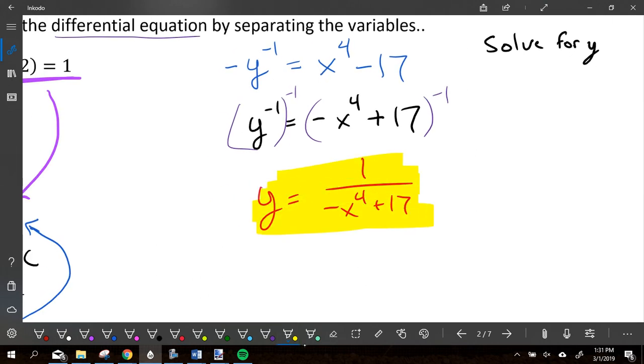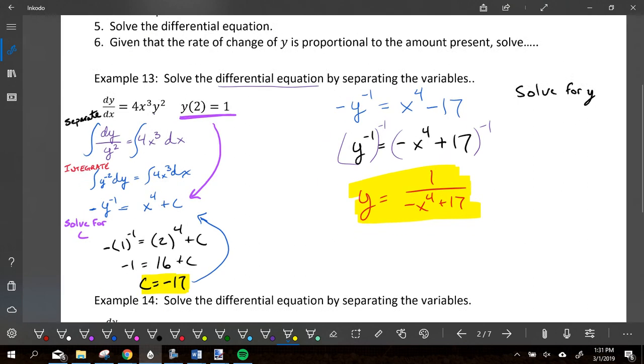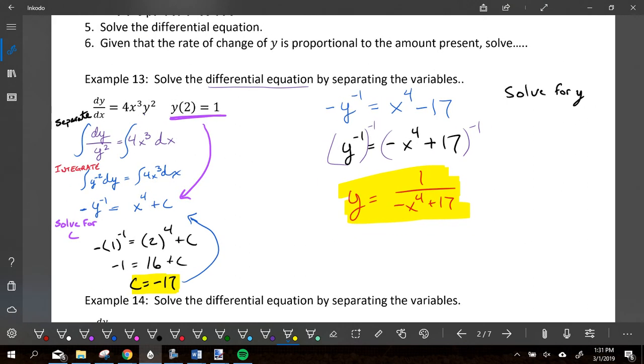Again, that right there can score you 5 points on the AP exam. We separated, we integrated, we solved for C, and then we solved for y at the end. It is very much mathematical. It is not something that you have to do a lot of thinking. You do this, then you do this, then you do this, then you do that. Every time. Questions on the first one?